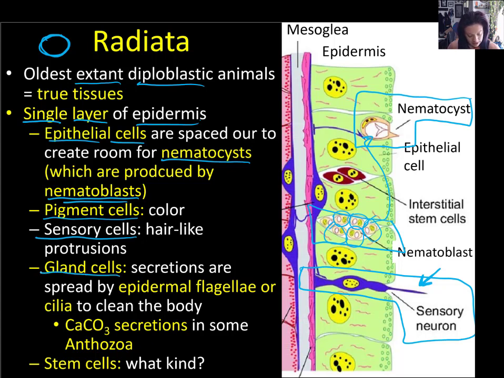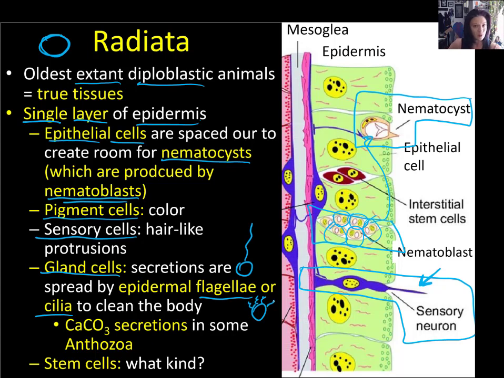You also have gland cells. Gland cells do exactly what you would think. They produce chemicals. The secretions from these gland cells are spread over the surface of the cnidarian by epidermal flagellae or cilia. Now remember, a flagella is a single long microtubule extension of the cytoskeleton. Cilia are many short microtubule extensions of the cytoskeleton.